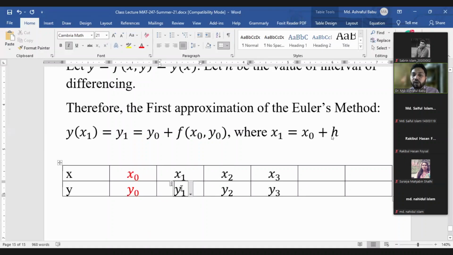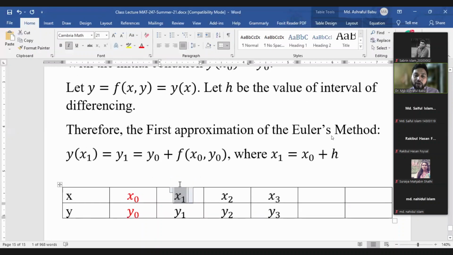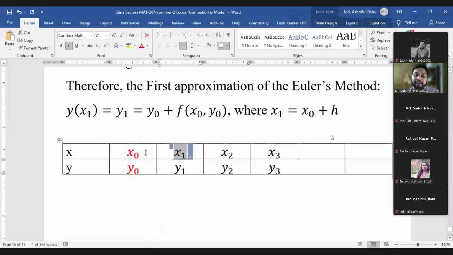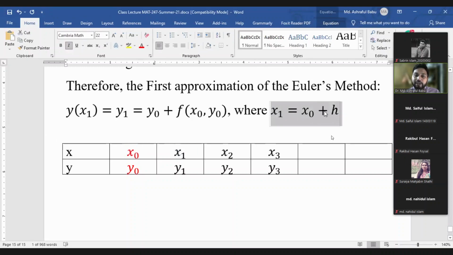You have to find out y1, and if you want to find y1, then you need x1, the domain value. So how can you form x1? Because only x naught and y naught are given, but x1 is not given. We have to estimate y1, y2, y3. But how can we get x1? We find x1 by the term h. We have to add h to x naught, that will be x1. So I'm writing here, x1 equal to x naught plus h.